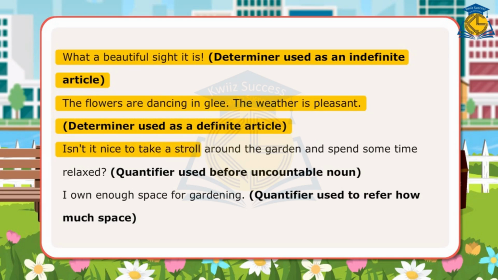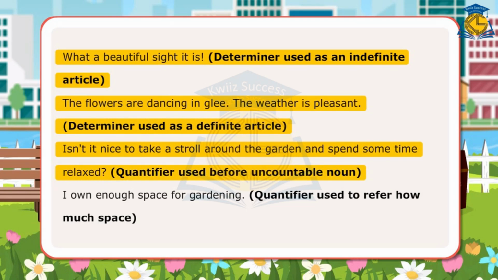Isn't it nice to take a stroll around the garden and spend some time relaxed? Quantifier used before uncountable noun. I own enough space for gardening. Quantifier used to refer how much space.